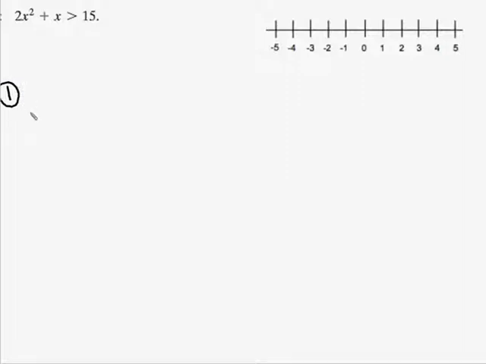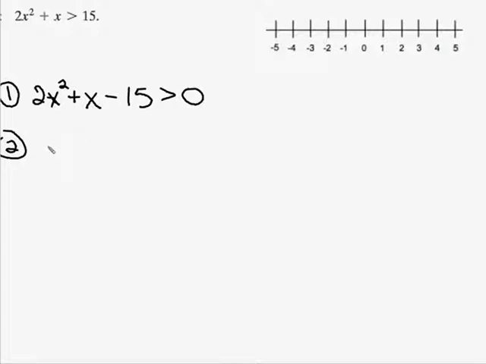Step 1 was we wanted to get 0 on one side, everything else on the other. My 2x squared is positive here on the left, so I'm going to keep everything here on the left. And I'm going to subtract 15 from both sides. So now it's 2x squared plus x minus 15 is greater than 0. Okay, step 2, we want to set it equal to 0 and factor it and solve it.